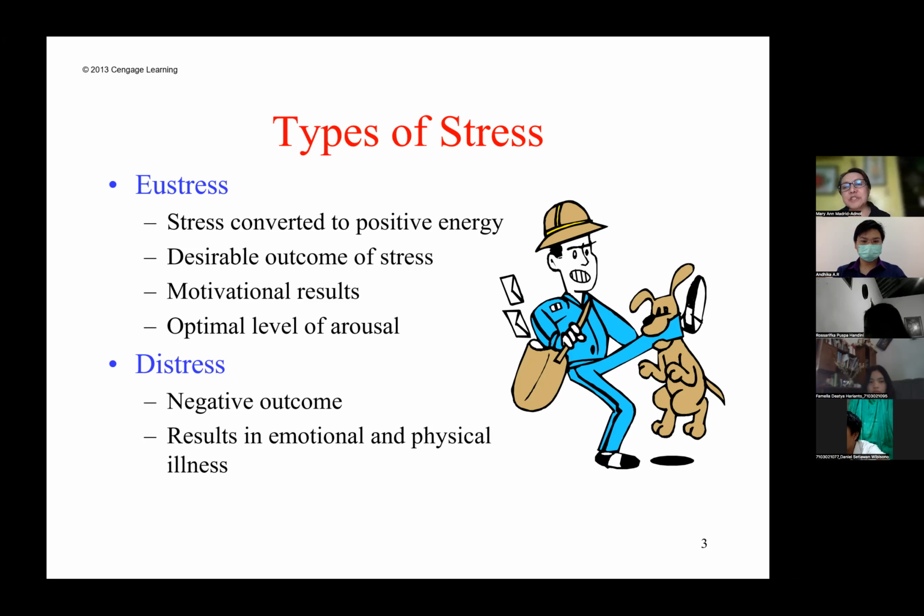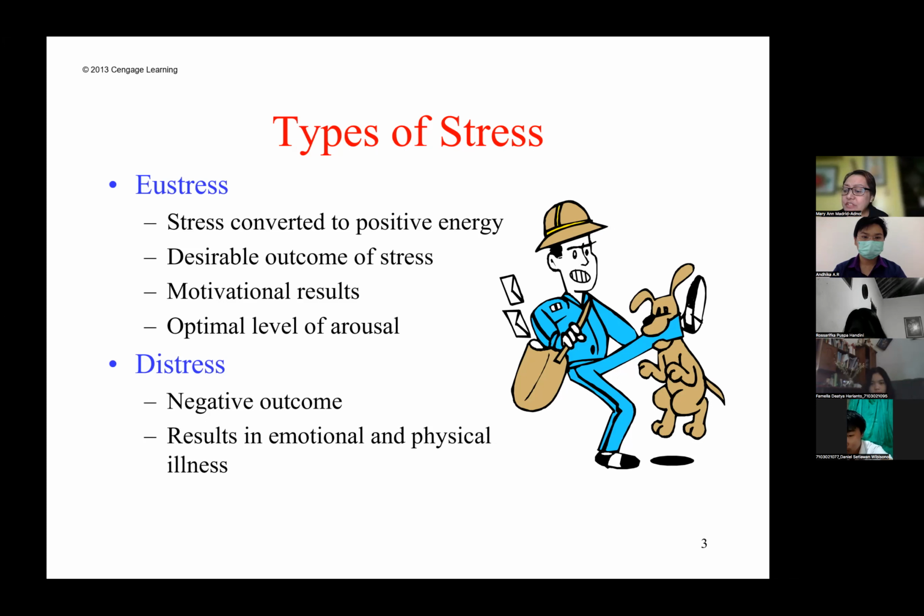However, if I am experiencing stress, but this stress is causing my motivation to be so elevated that I'm almost panicking already, the level of motivation that is brought about by the stress is too much. So therefore, do you think that I can perform well? No, I cannot perform well because I'm already in a stage of panic. So it becomes now not a positive thing. So take note. Eustress can only happen if the level of motivation is moderate or optimal level of arousal.